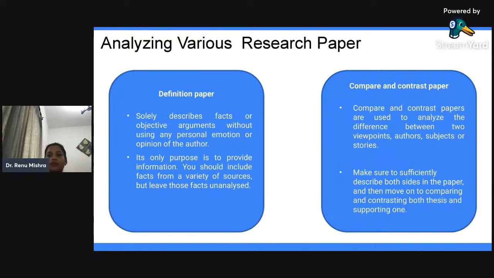Now there is a question from Mr. Rupali: do you mean like a review paper? So yes, exactly. When you say review paper, it is primarily based on analyzing or reviewing the previous literature.